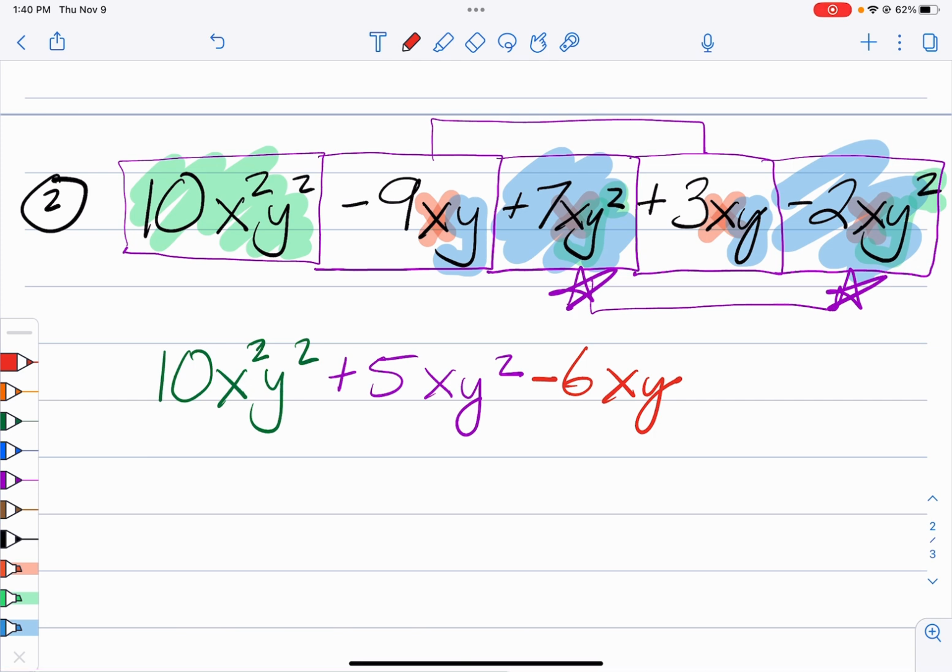So be very careful when you're looking at your variables. Take your time, find those exponents, make sure the variables and their exponents and any combination of it exactly match before you combine them.